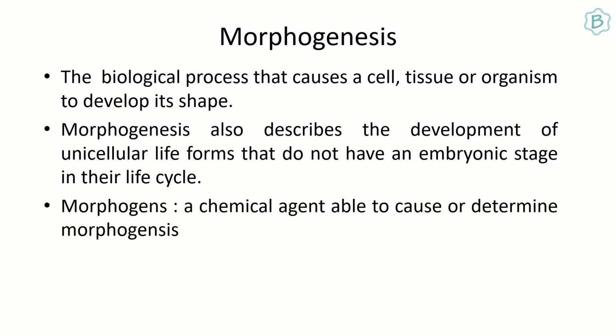A morphogen is a chemical agent that is able to cause or determine morphogenesis. Any agent or chemical that is causing morphogenesis is a morphogen. So for every process in development, whether it is lens formation or vulva formation in C. elegans, or any other process that we are going to study under this unit, there will be a chemical agent, a morphogen, that is causing or determining the morphogenesis. That agent is the morphogen.